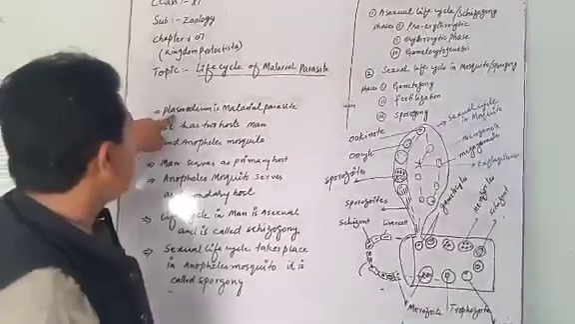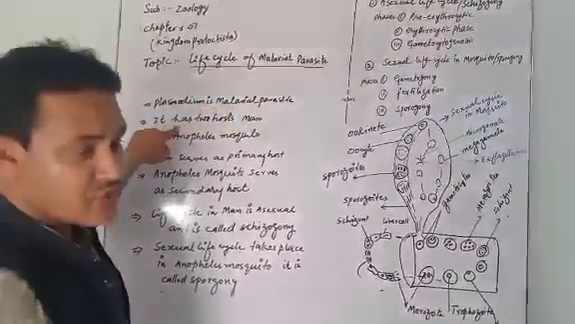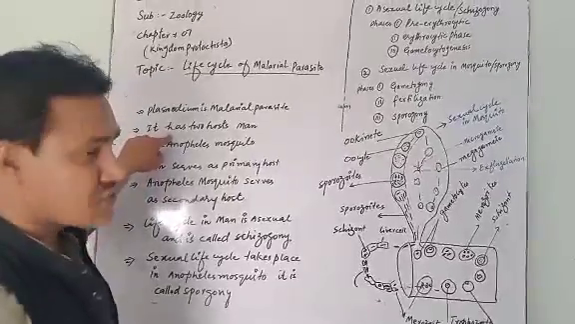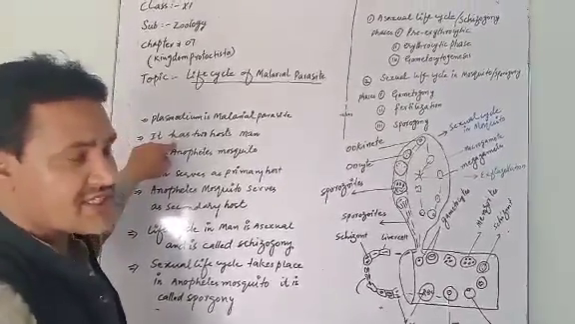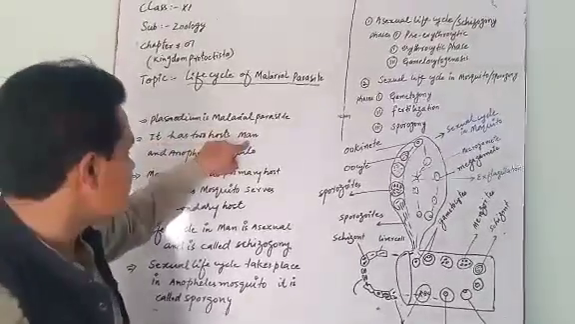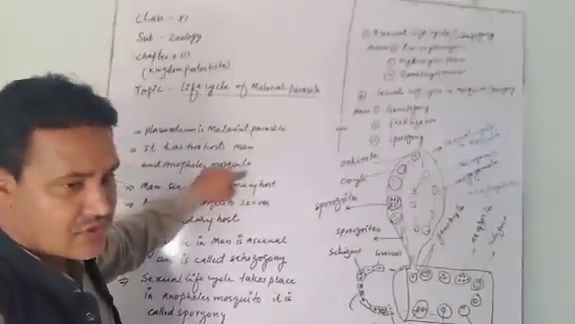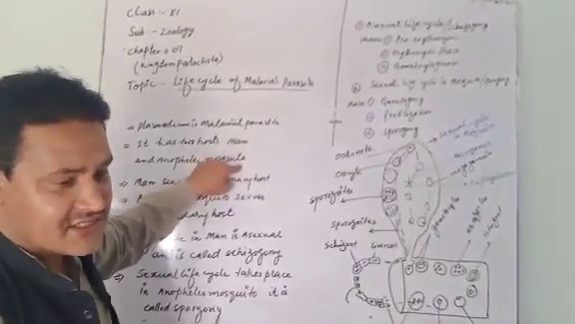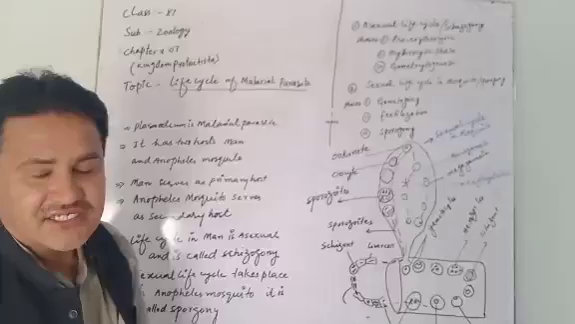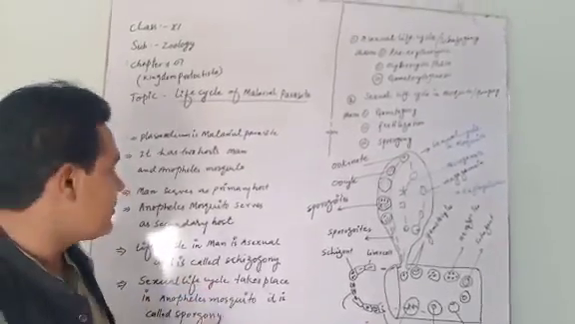Now, Plasmodium is a malarial parasite. Plasmodium is a protozoan. It belongs to protozoa. Its class is called Sporozoa. It has two hosts, man and Anopheles mosquito. It means malaria is caused by a parasite. There is a parasite. Its name is Plasmodium.